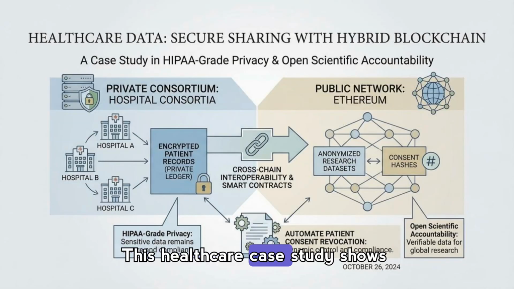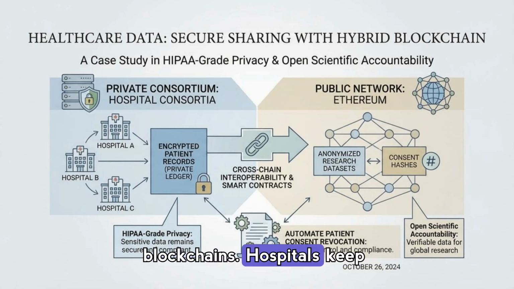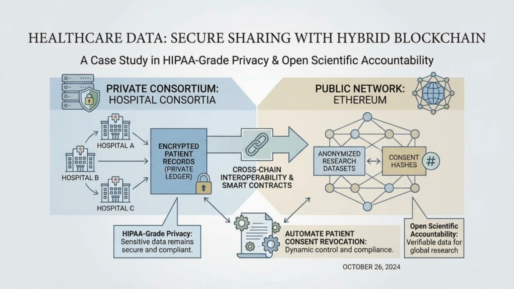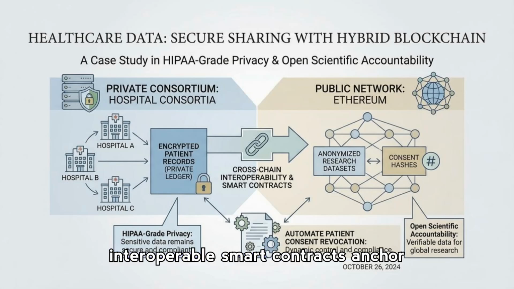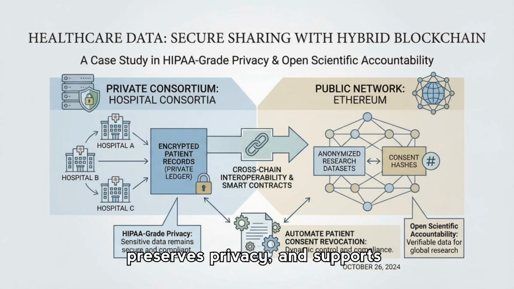This healthcare case study shows HIPAA-grade sharing using hybrid blockchains. Hospitals keep encrypted patient records in a private consortium, while interoperable smart contracts anchor consent hashes and anonymized datasets to a public network for research. The system enables automated consent revocation, preserves privacy, and supports verifiable open scientific accountability without releasing identifiable patient data.